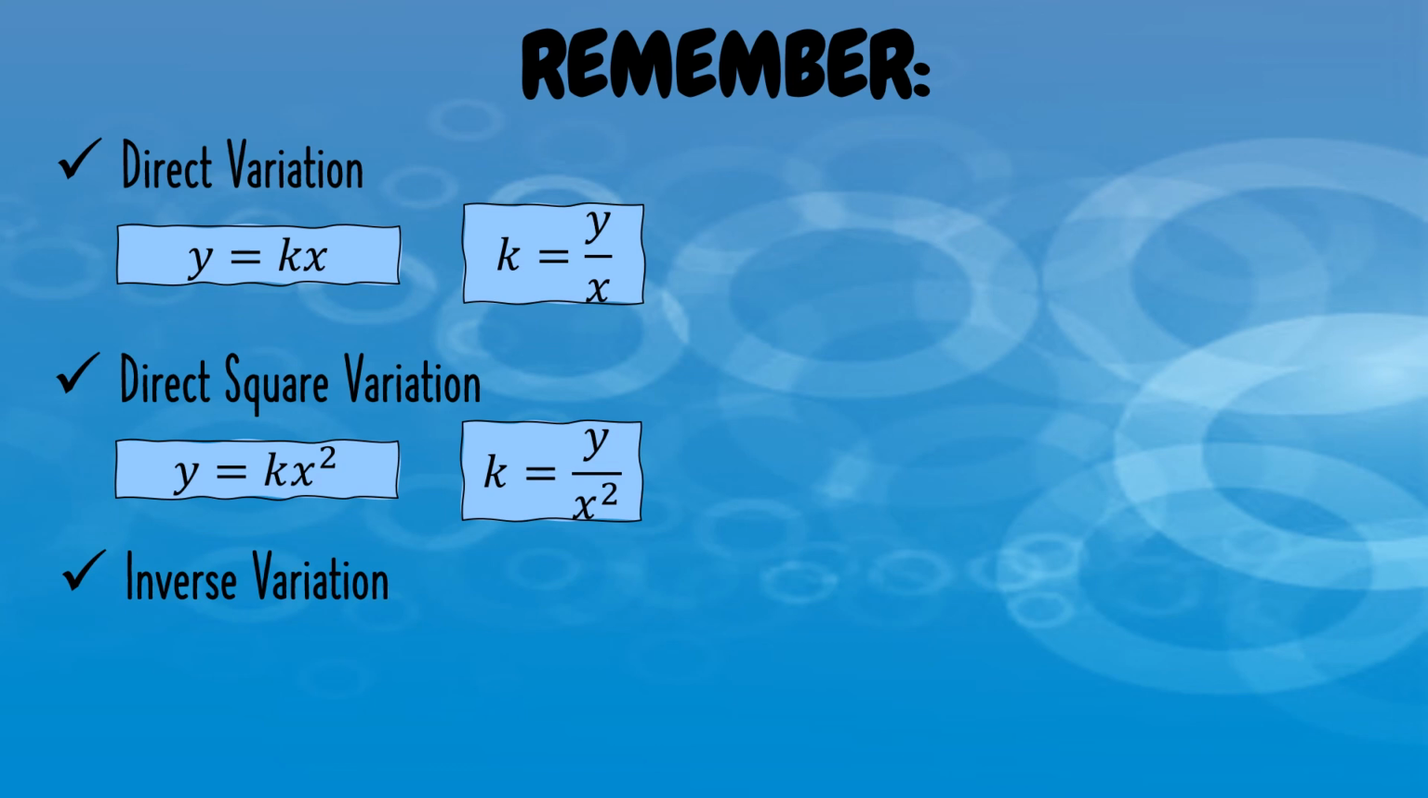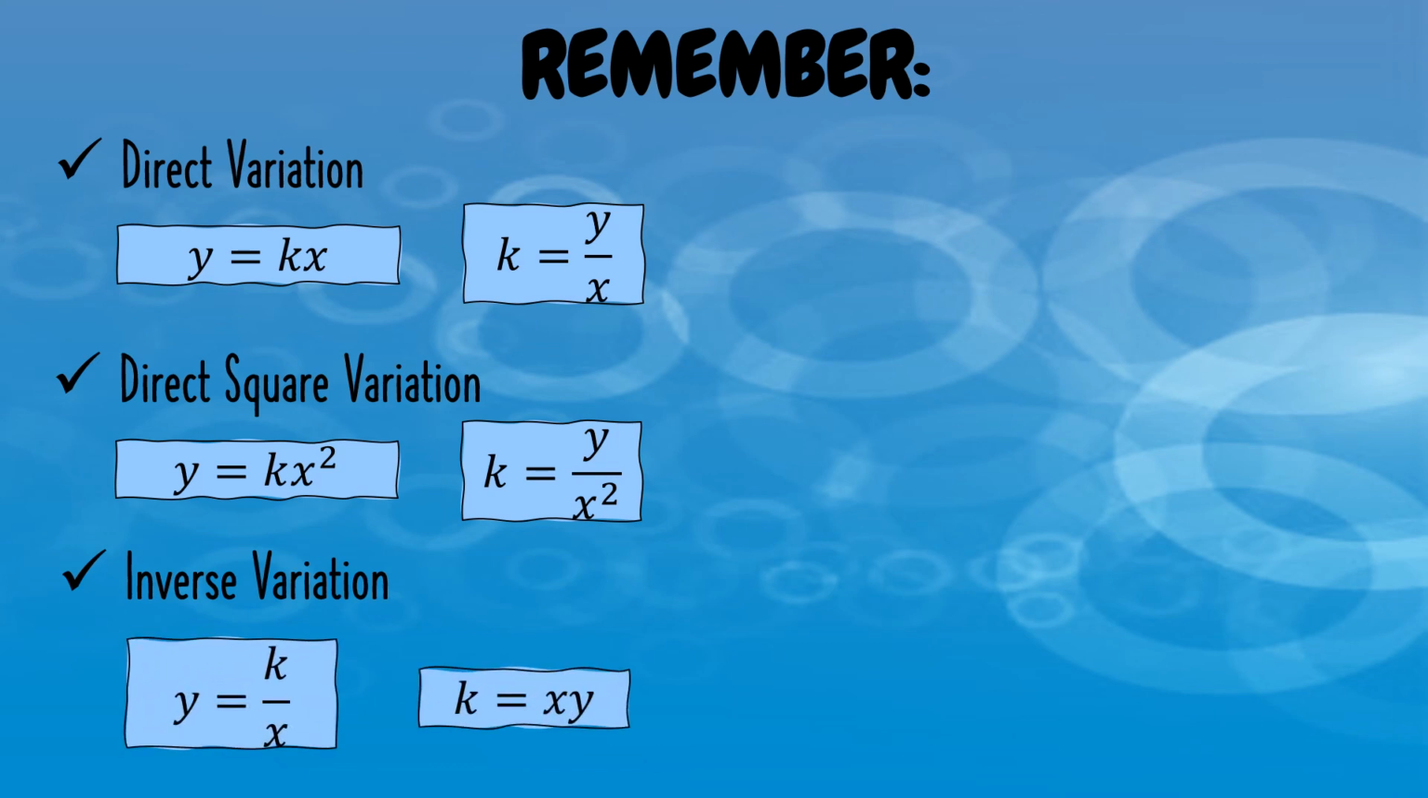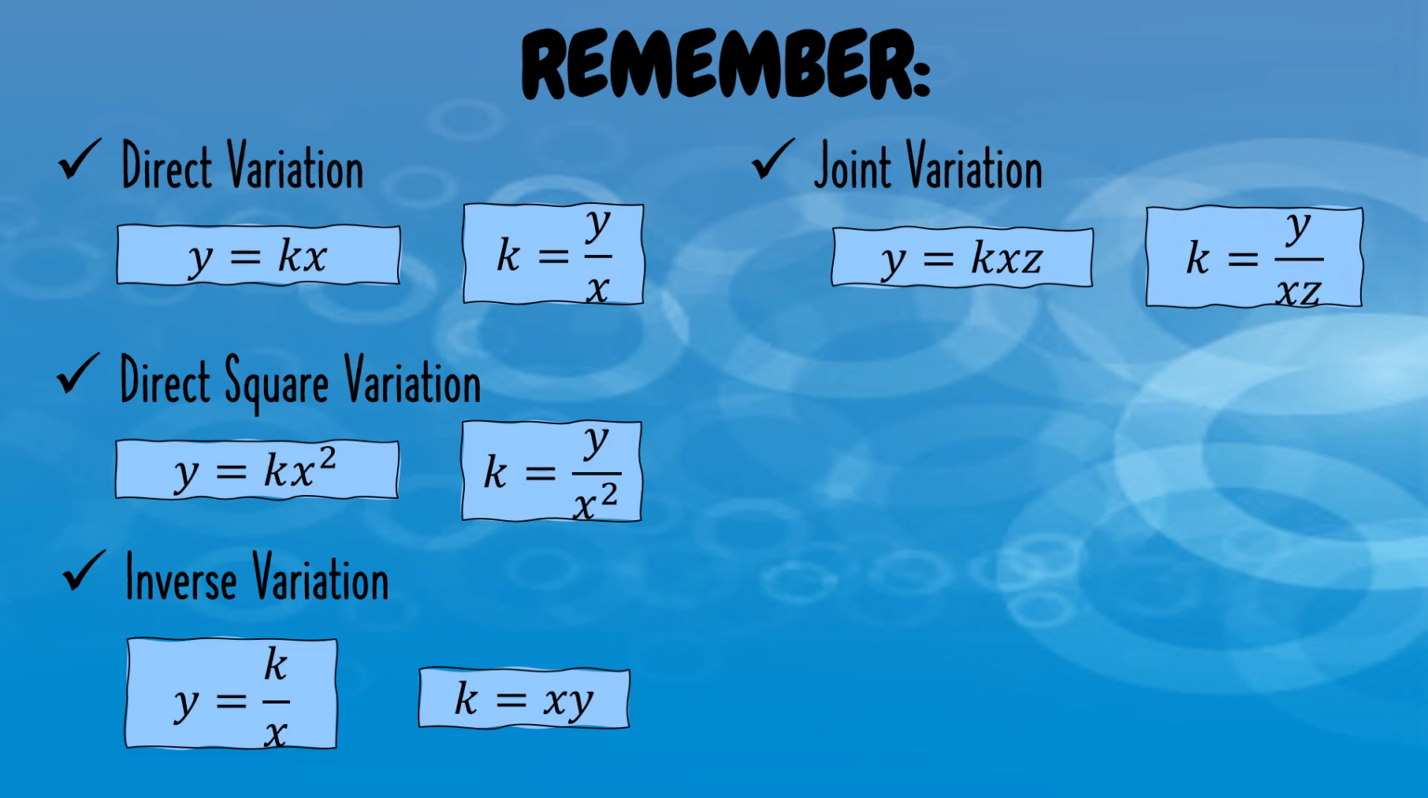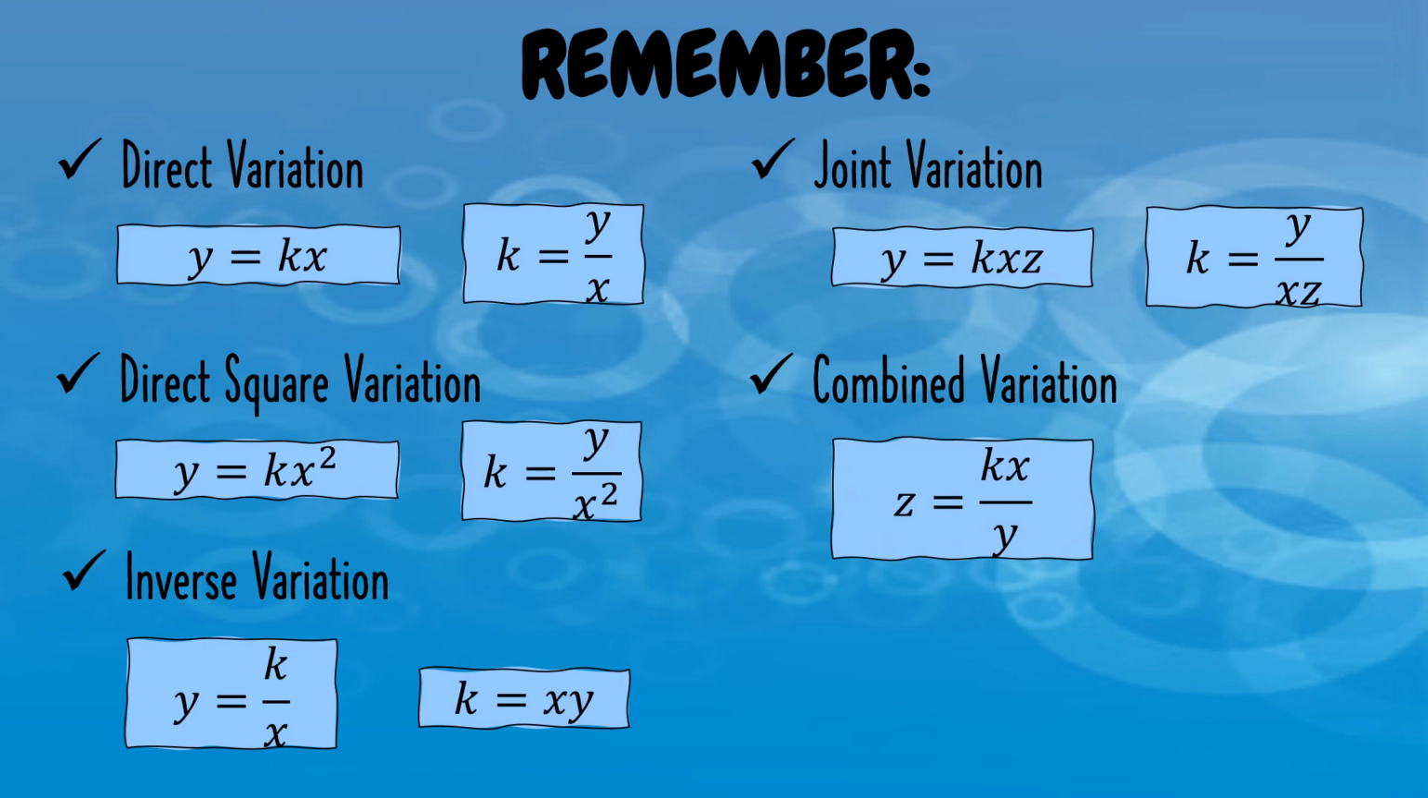Next is the inverse variation. So that is y equals k over x and k equals xy. For joint variation, y equals kxz and k equals y over xz. And last is the combined variation. So that is z equals kx over y and k equals zy over x.